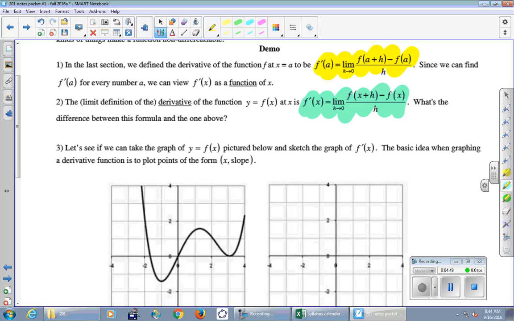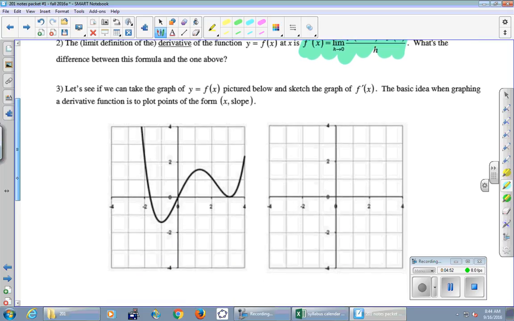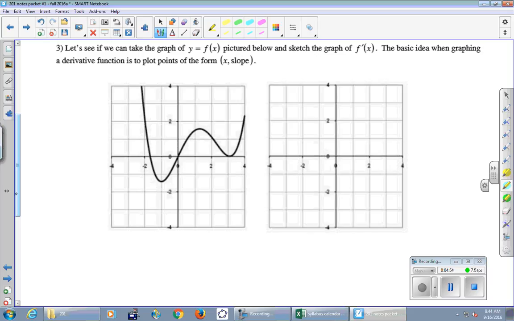And so what we're going to do is try to apply this new idea of the derivative function by graphing it. 3. Let's see if we can take the graph of y equals f of x pictured below, that's the one on the left, and sketch the graph of y equals f prime of x on the right. Probably should have put a y equals in front of that.